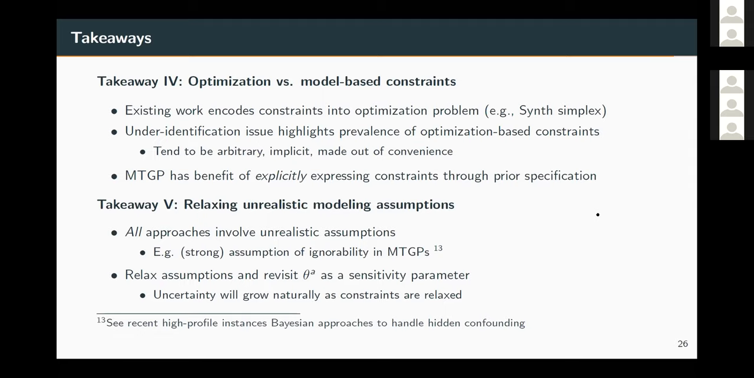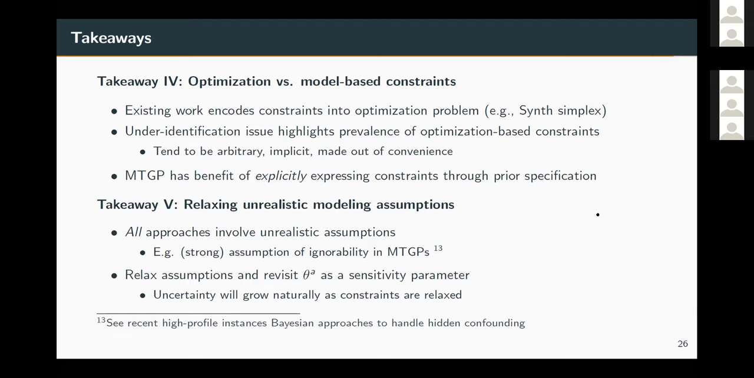The benefit of viewing things from the Bayesian lens is that it provides us an opportunity to relax these unrealistic assumptions in a reasonable way. All approaches involve assumptions. So for instance, in NTGPs, I kind of swept it under the rug. I left it as a footnote 20 some odd slides ago, saying that there's this ignorability assumption. So there's independence between the counterfactual outcomes, Y under treatment, Y under no treatment, given the data and given the parameter. There are a lot of reasons to think that that's not realistic or not reasonable.